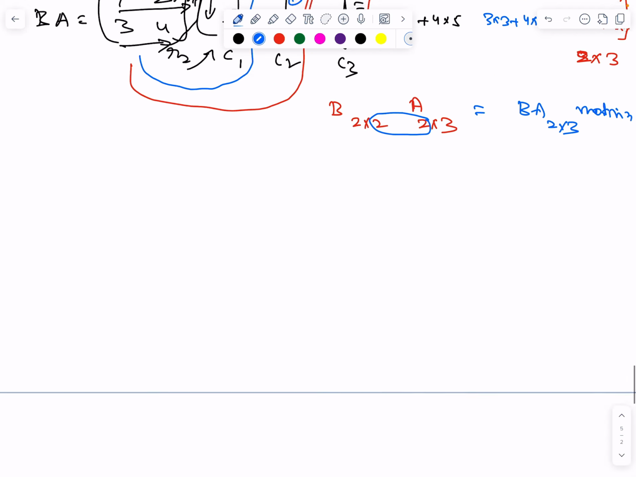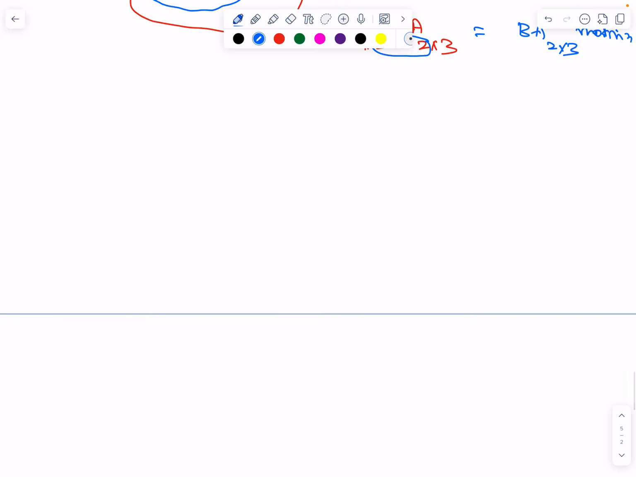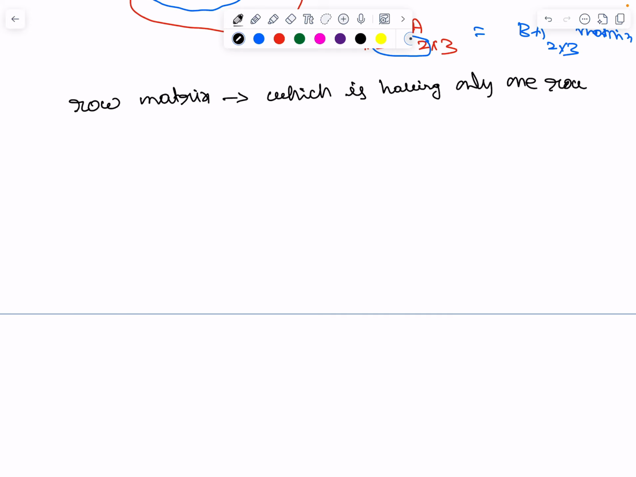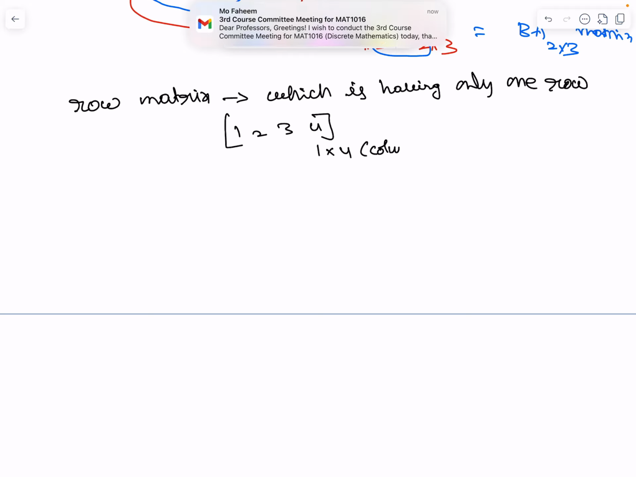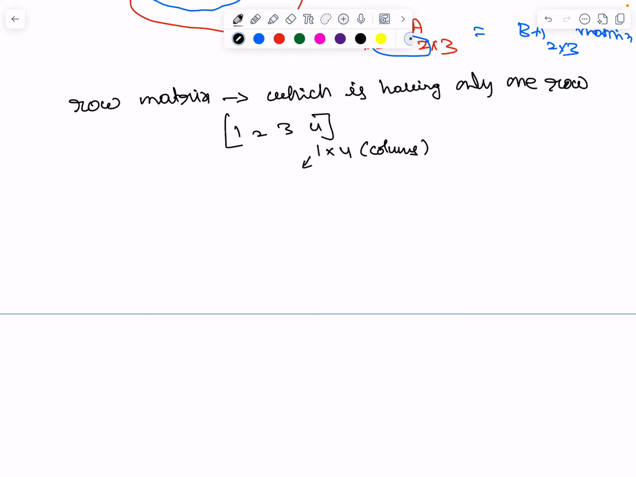Now, once you understand this matrix theory, what types of matrices are there to see, and why? Are there any specific matrices? Yes, there are specific matrices. For example, you can take a row matrix, which is having only one row. For example, 1, 2, 3, 4. This is a 1 row 4 column matrix.